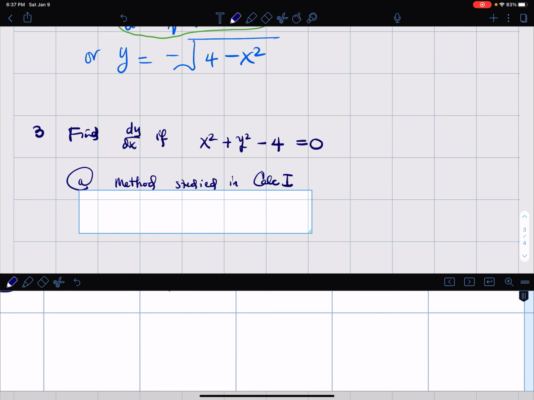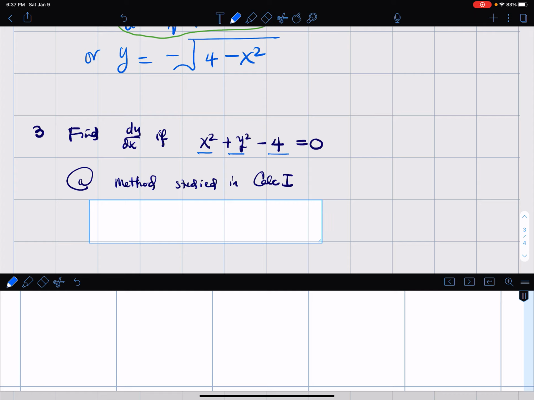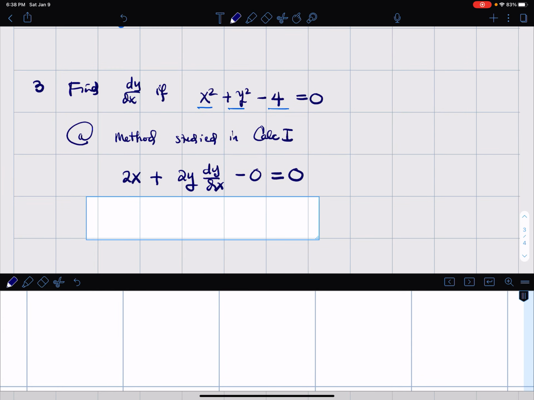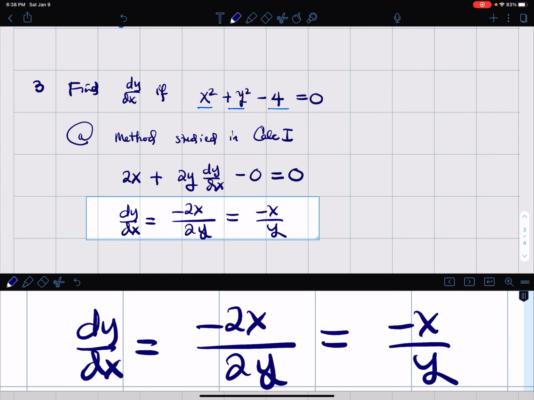Remember the implicit differentiation method you studied in Calc 1? You take the derivative term by term, but whenever you take a y derivative, you multiply the result by dy/dx, and then you solve for dy/dx. So the derivative of x squared is 2x, the derivative of y squared is 2y dy/dx, and the derivative of negative 4 is 0, equal to 0. Okay? So you solve for dy/dx. dy/dx is going to give you negative 2x all over 2y, which is the same thing as negative x over y. That's our dy/dx.